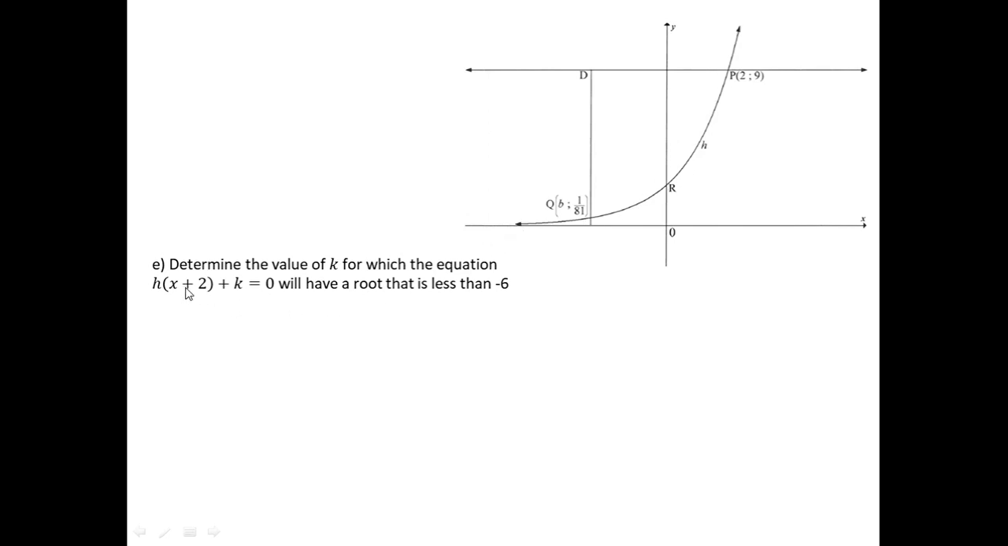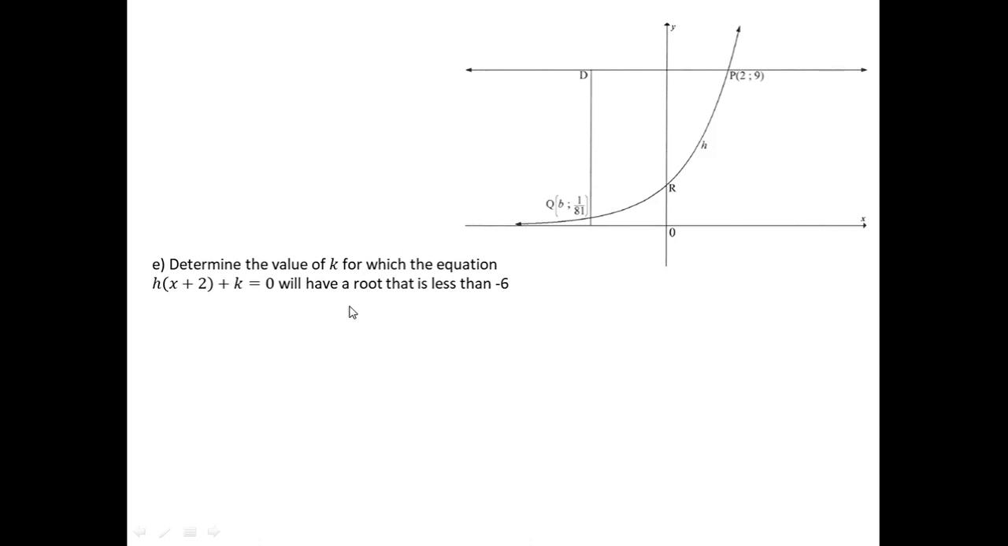The plus 2 that goes with the x here represents a horizontal translation, in this case to the left by 2 units. And this plus k here represents moving the asymptote up or down. So I think we can conclude that we're going to have to move this whole graph down if we're going to get any x-intercepts at all, because as it stands, there's no x-intercept, and if we move it up, there still won't be any x-intercepts.